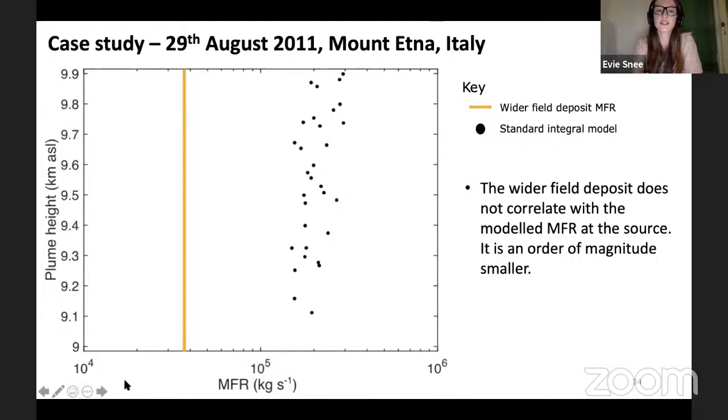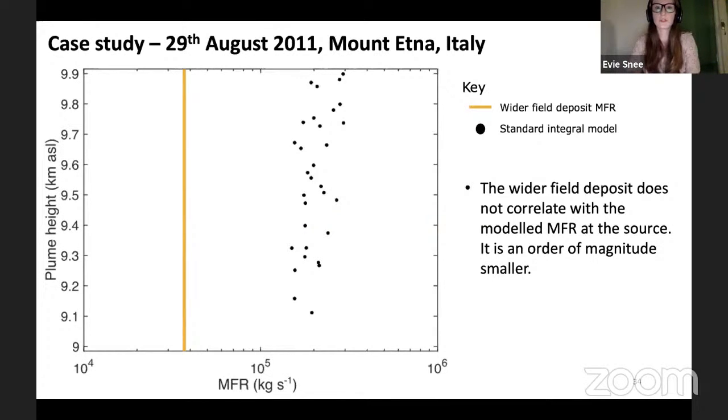On the x-axis, we have the mass flow rate. And then on the y-axis, we have the final plume height of the tephra plume. You can see the range is just between 9 and 9.9 kilometers, because this is the range of observations of the final plume height of the tephra plume. I've plotted here this yellow bar, which is this wider field deposit mass flow rate estimate. So this is the estimate from just the field deposit analysis.